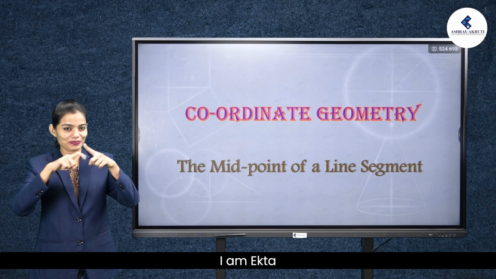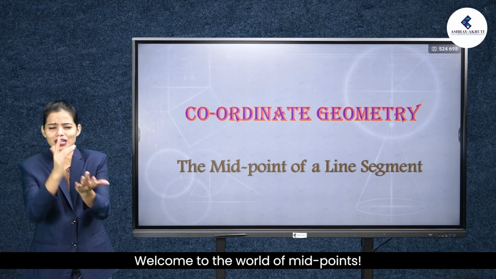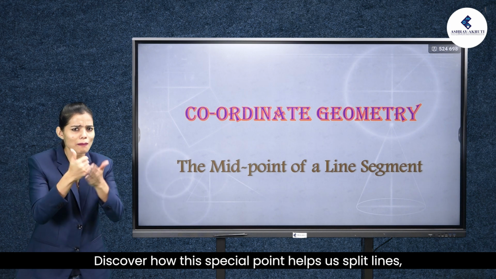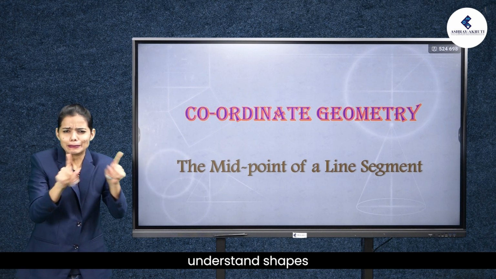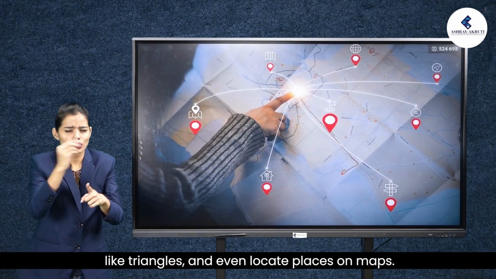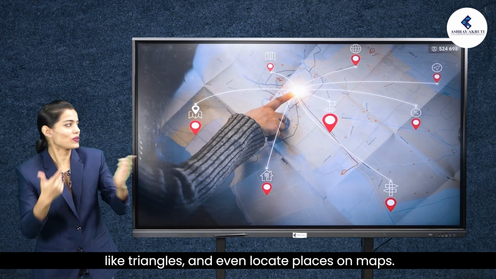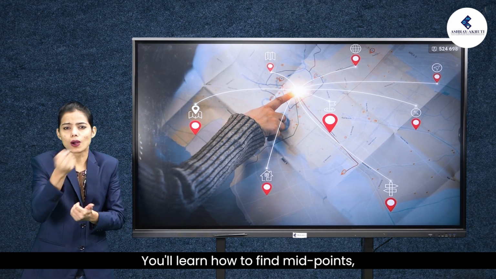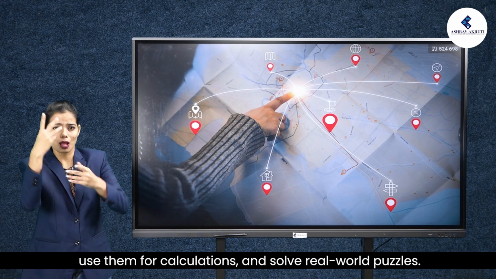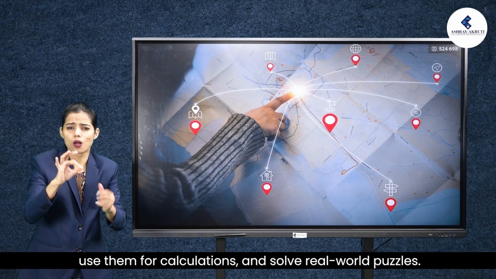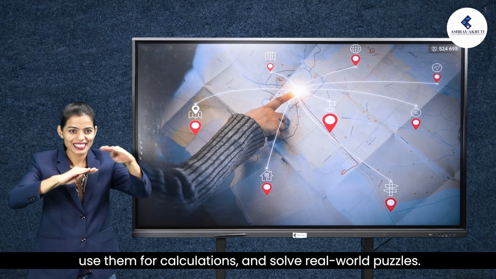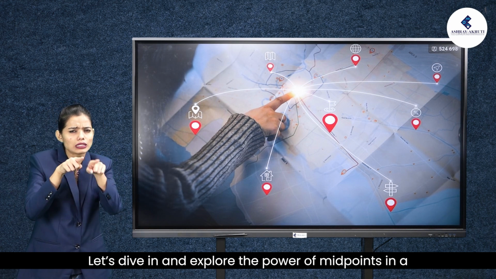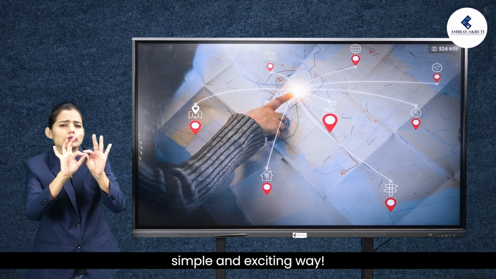Students, I am Ekta. Welcome to the world of midpoints. Discover how this special point helps us split lines, understand shapes like triangles and even locate places on a map. You will learn how to find midpoints, use them for calculation and solve real-world puzzles. Let's dive in and explore the power of midpoints in a simple and exciting way.